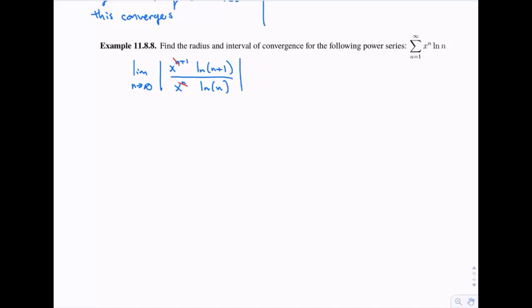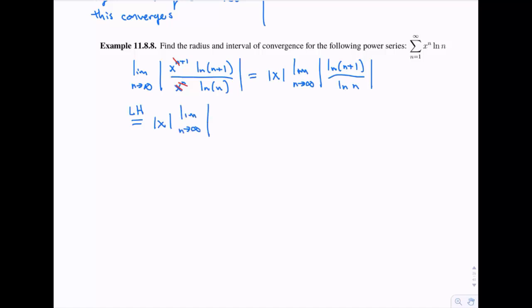As we can see here, there's one more x in the numerator than there is in the denominator. So I can go ahead and factor out the absolute value of x, right, because this is constant with respect to n. So I'm looking for the limit as n goes to infinity of the absolute value of the natural log of n plus 1 divided by the natural log of n. And so how do I figure this out, right? So I need L'Hopital's rule.